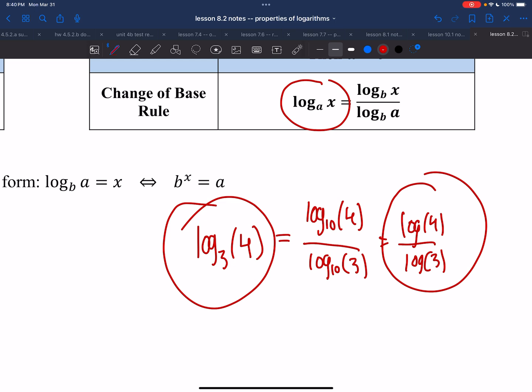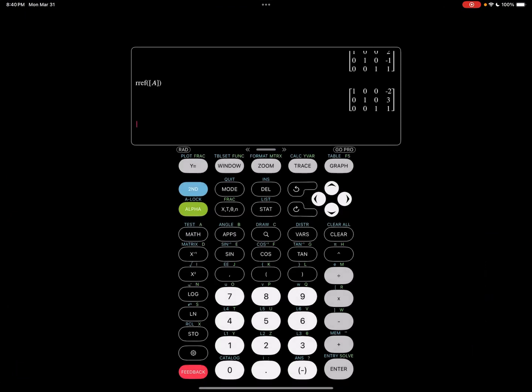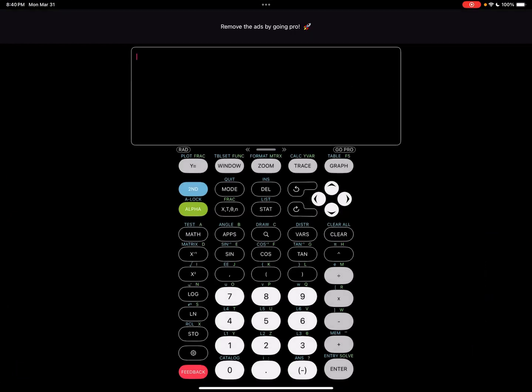Again, this can be proven, not going to prove it, but to sort of show you that it's true, if I come over here, we were doing matrices, I guess.